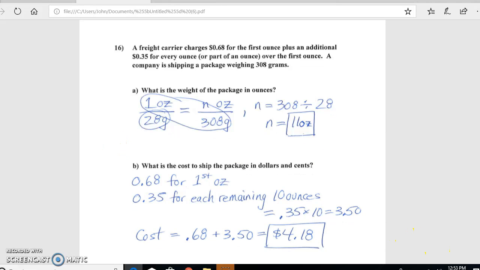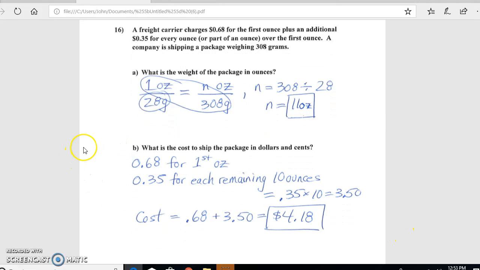Then we go to letter B, which asks what is the cost to ship the package in dollars and cents. Now we're told the freight carrier charges 68 cents for the first ounce. And then we have 10 ounces left because we have 11 ounces total. And the company will charge 35 cents for every ounce over that first ounce. So they're going to charge 35 cents for each of the remaining 10 ounces.